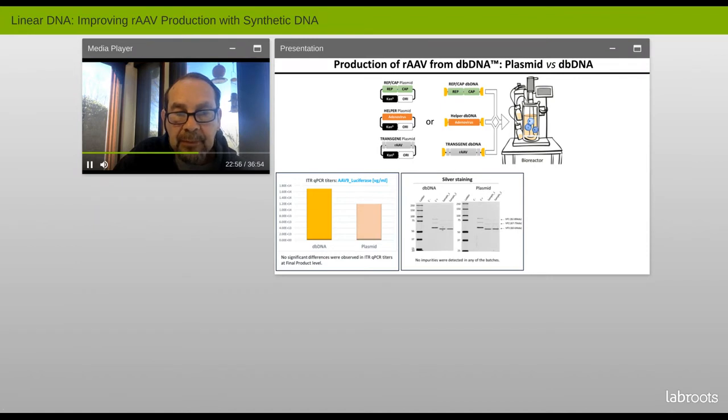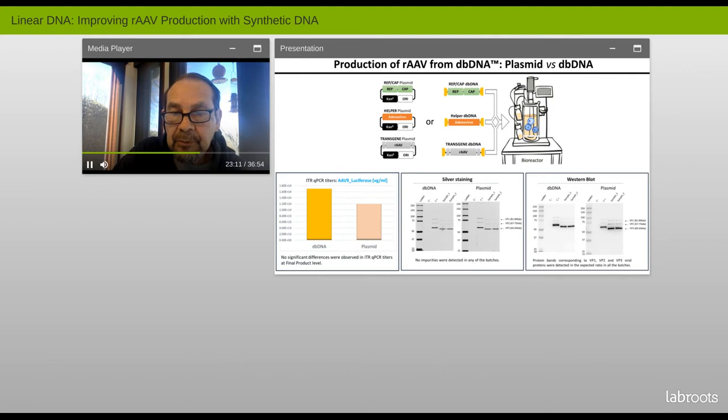If you advance to the middle, next slide, next image, you'll see a silver stain illustrating the AAV products that are being made by Doggybone compared to plasmid are essentially identical. And if you advance one more time, you'll see by Western blot, it's carrying the AAV structural proteins VP1, 2, and 3, and at the right ratio. So from a core element that's being introduced into the bioreactor, everything is coming out identical with respect to yield, quality, and composition.